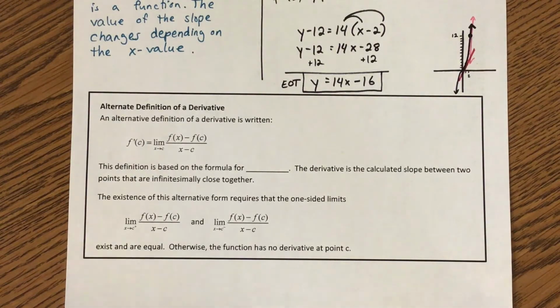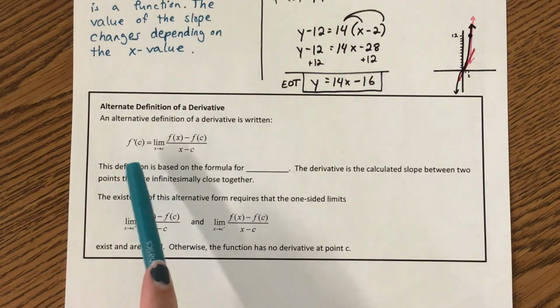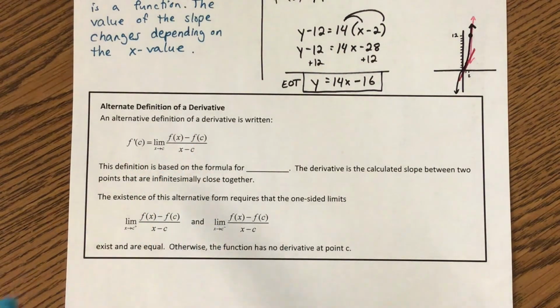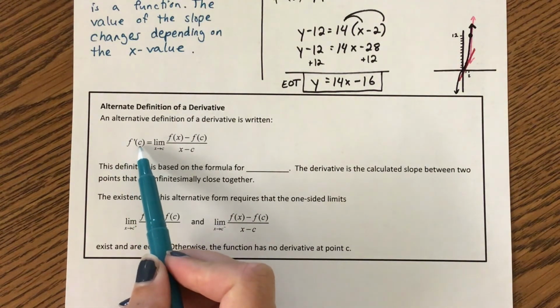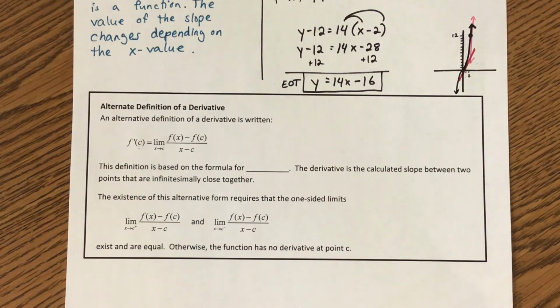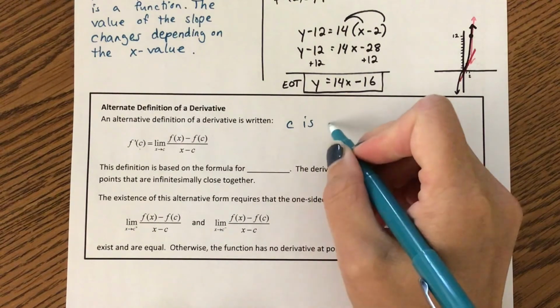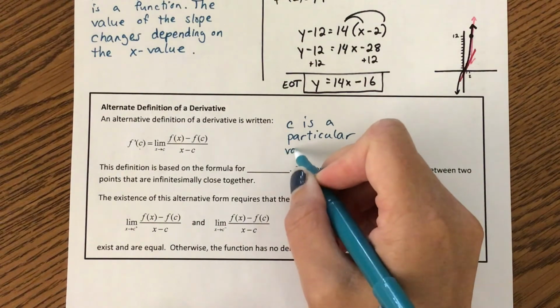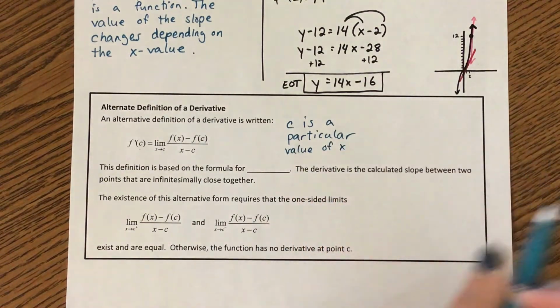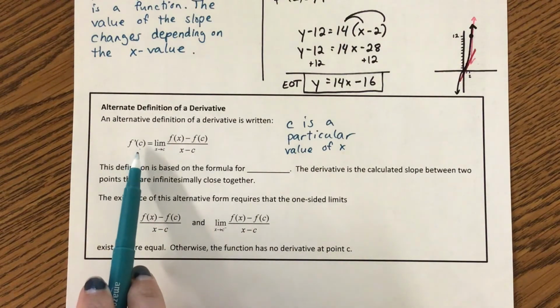The last little bit of our notes are centered around the alternate definition of a derivative. So we have a different definition of a derivative that looks almost identical to what we had before. The difference that we see here is that we have the letter C instead of X. So if we are looking for a derivative or a slope at a certain X value, C is a particular value of X. It is a number. So we want to find the slope at X equals C.